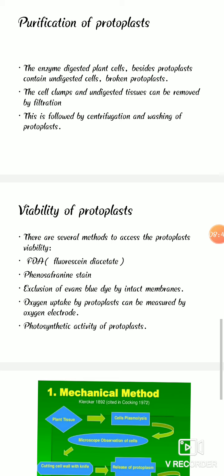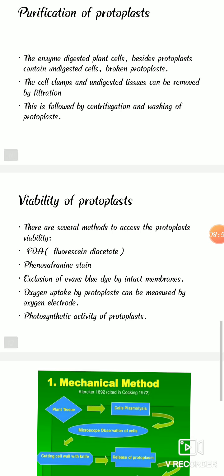It is a staining method. The dye accumulates inside the viable protoplast, which can be detected by fluorescence microscopy. So you can detect easily with the help of the dye, that is FDA. Okay, number two is phenosafranine stain. It is selectively taken up by the dead protoplast, which turns red, while the viable cells remain unstained. So here it is clear, as the viable protoplast remains unstained and the others take up the stain and turn red.